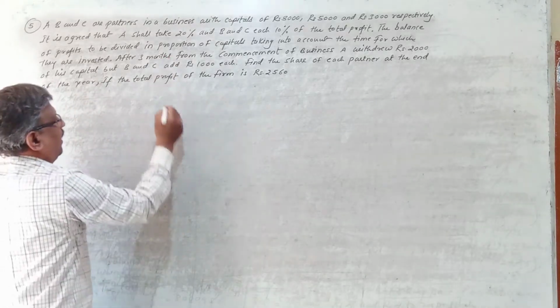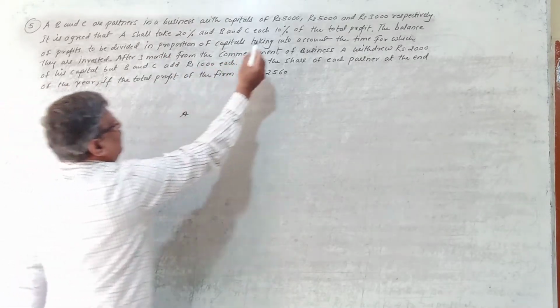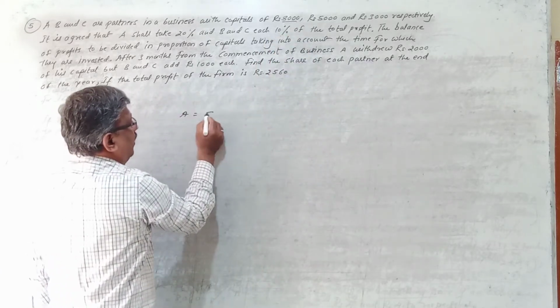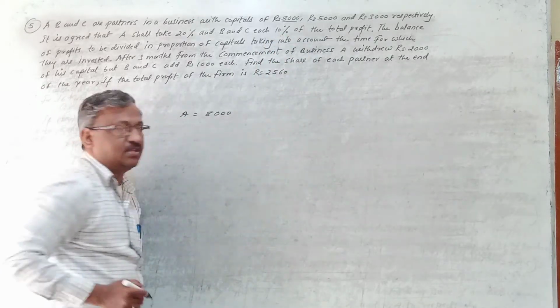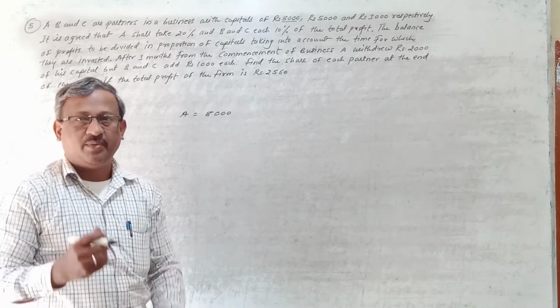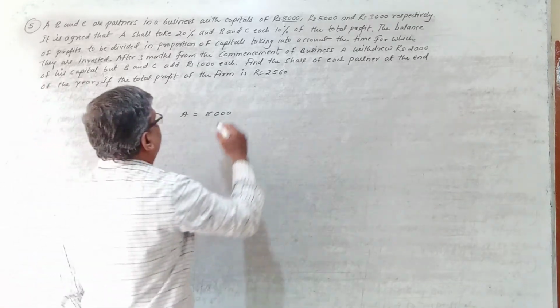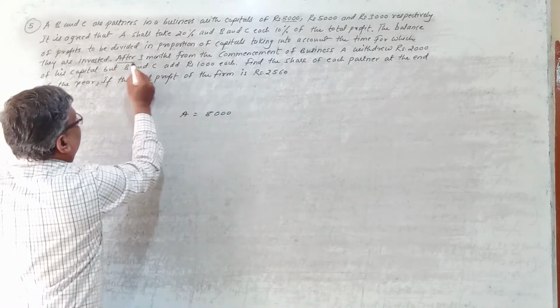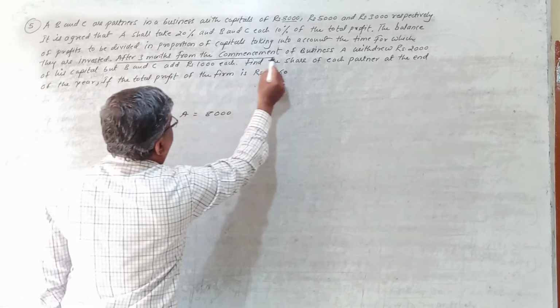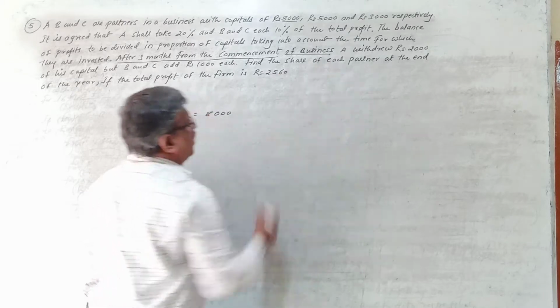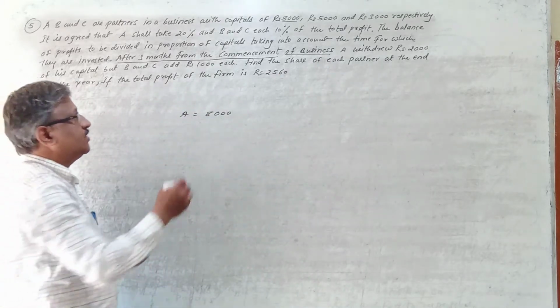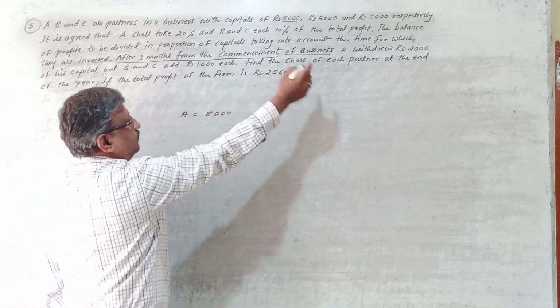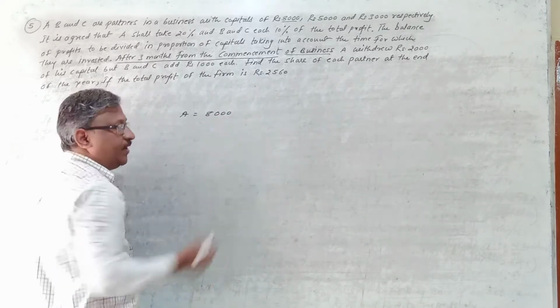So far as A is concerned, right? What is A's capital here? 8,000. A's capital is rupees 8,000. He has invested 8,000 rupees capital at the beginning. And what has happened after the completion of 3 months? Here they have said after 3 months from the commencement of the business, right? What he has done? He has withdrawn 2,000 rupees out of 8,000.